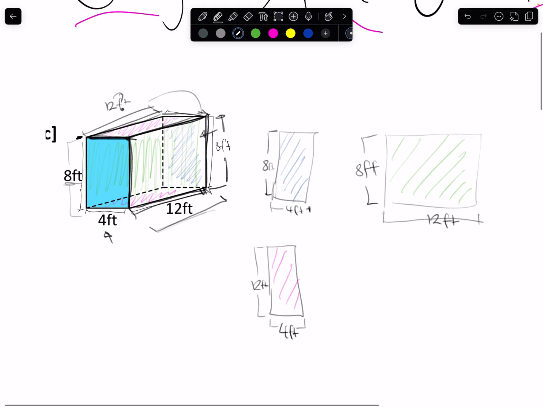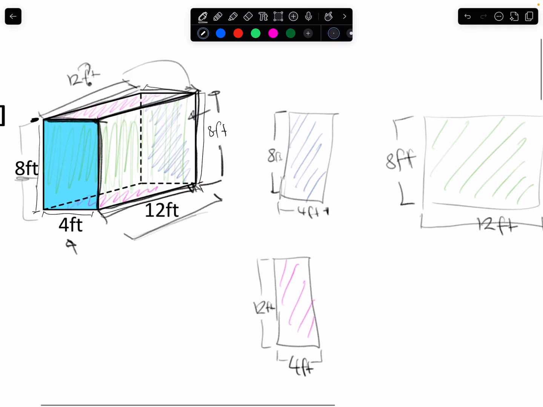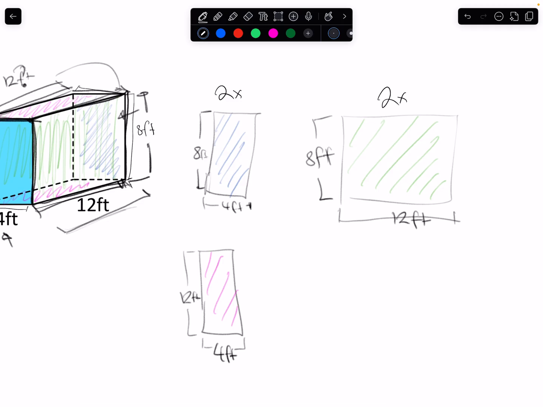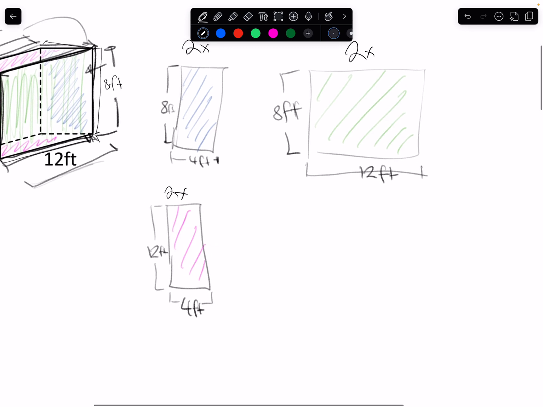Right, now one of the things I like to do is label how many of each I have. Now I know this is my front face, but I have a front and back. Two of these. I also have two of these. I also have two of these. Okay, now I put a 2 times there because when you go to total your surface area at the end, it's important to know how many you have because you've got to multiply by the amount of identical faces you have. So first things first, we're going to calculate the area of each of our individual shapes.